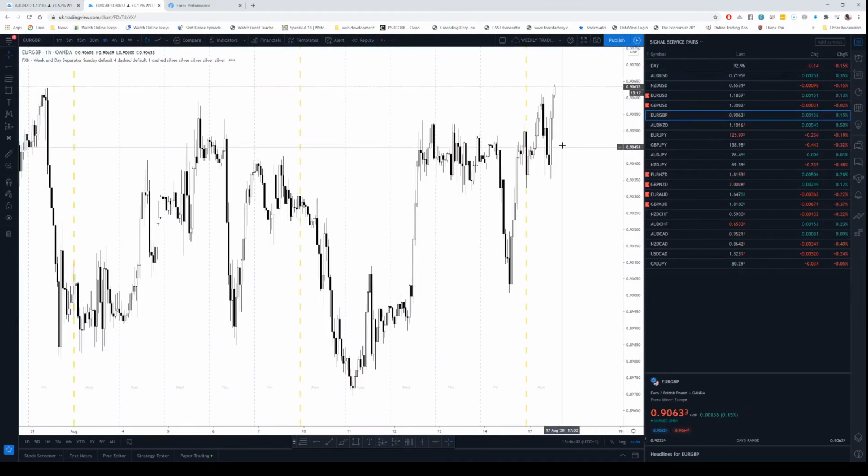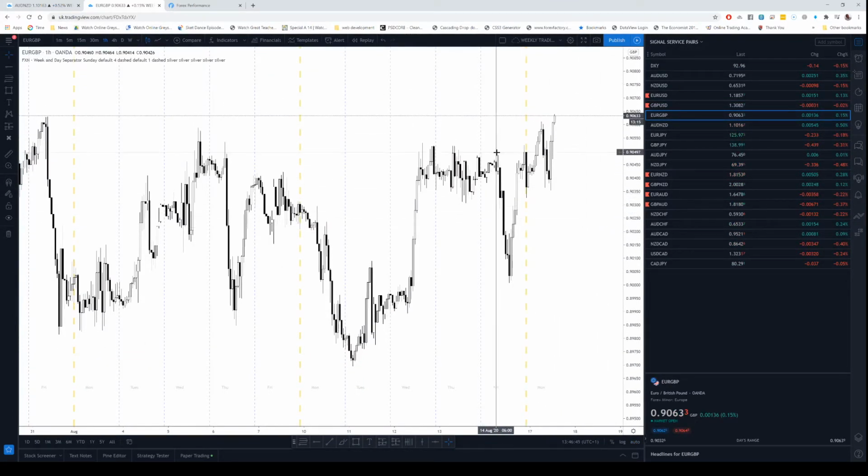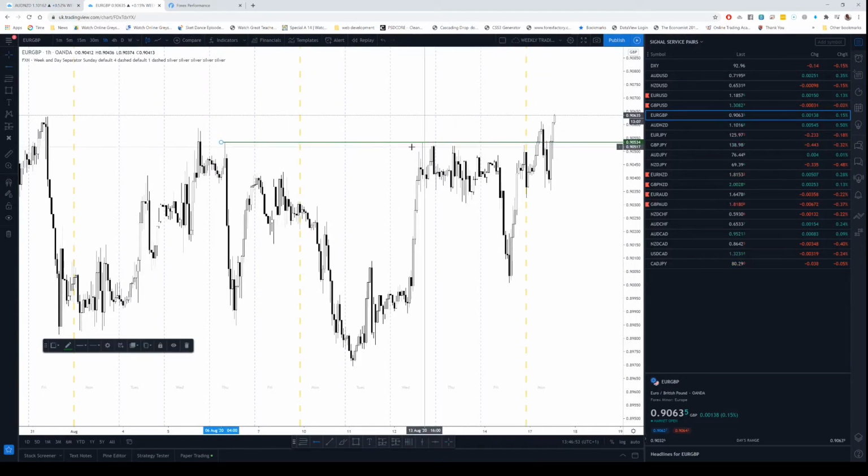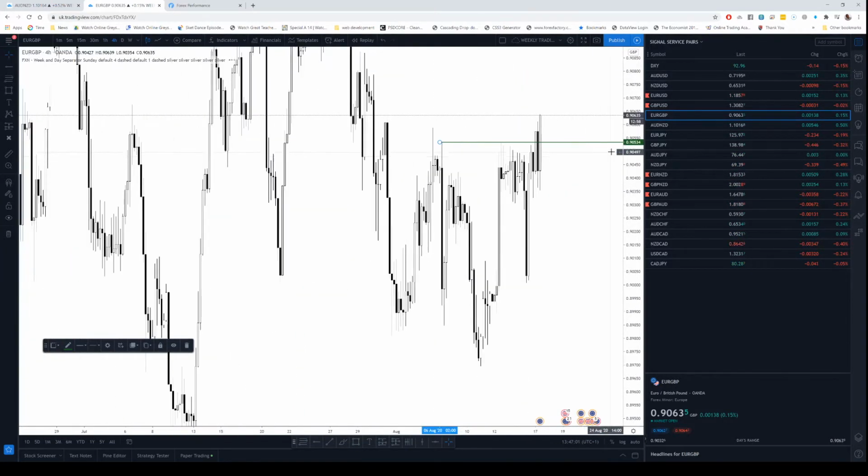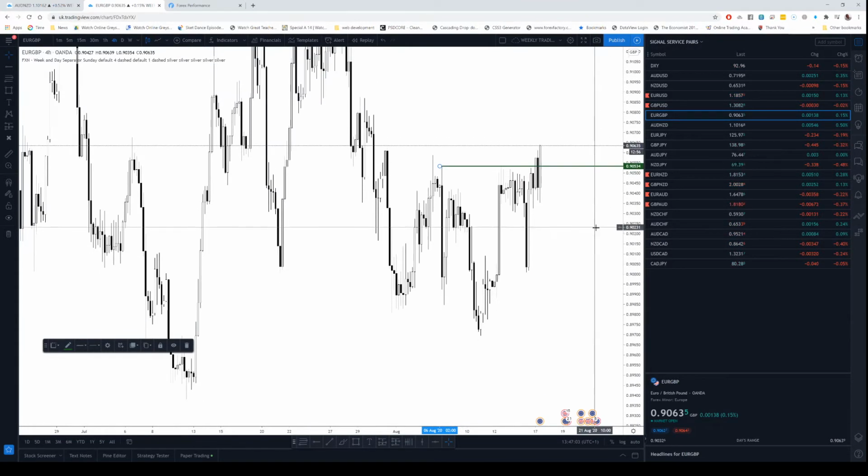Euro pound, we did get that move to the downside off that last up candle there. It didn't quite get to run the stop, and I think that's what they did. They engineered that equal high, and then they've just run it today. I did some analysis over the weekend.